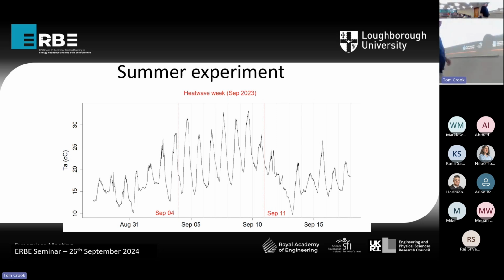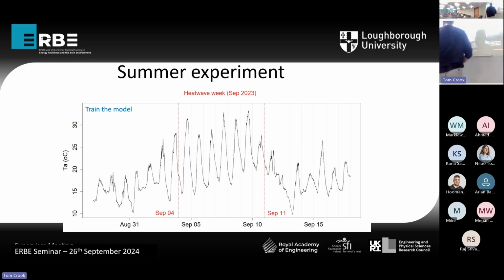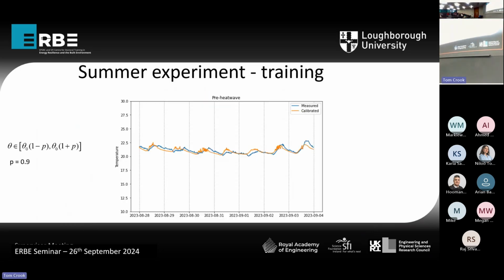So what I'm going to do as the first attempt is to use the data of the pre-heat wave. Let's call this the heat wave week, and this is the pre-heat wave week. The first thing I'm going to do is to train the model using the pre-heat wave week, and then apply the model to the data of the heat wave week, and see if I train the model with the pre-heat wave week, can I predict the indoor temperature in the heat wave week? So let's see what happens.